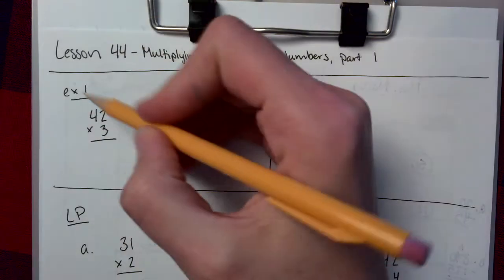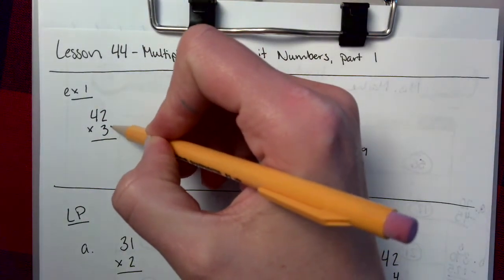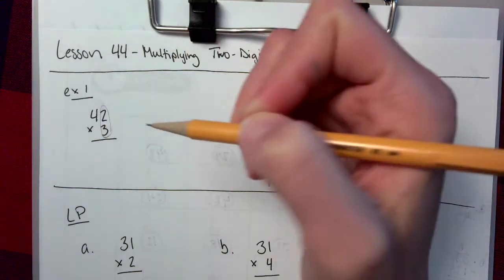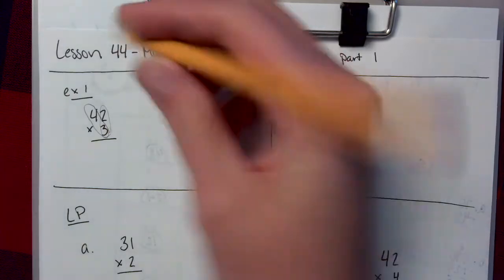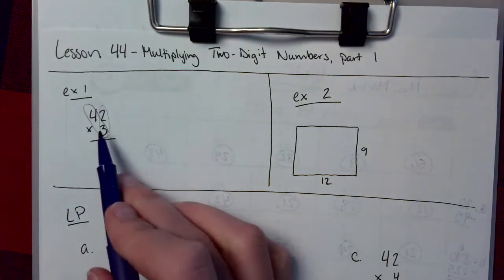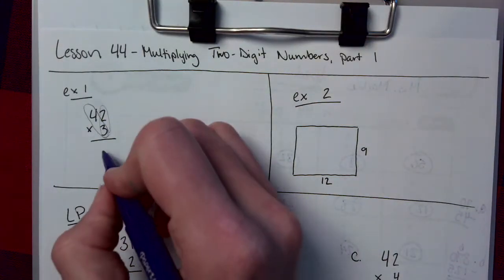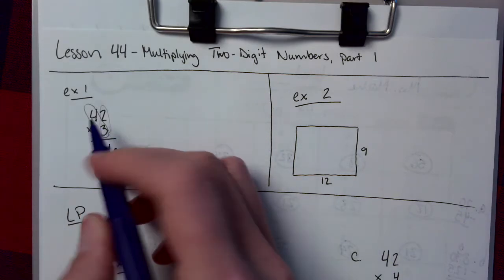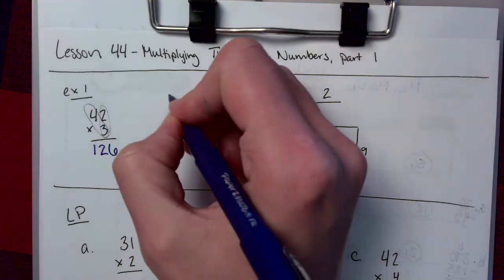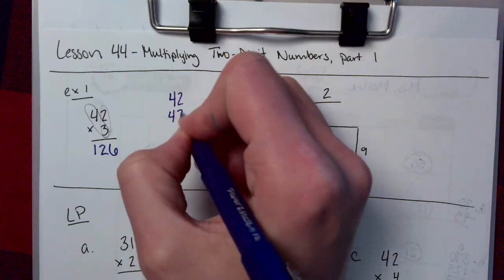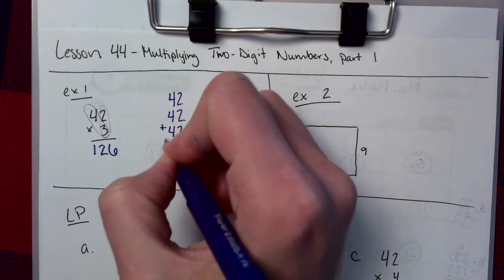So first thing I want you to do is with your pencil, take and circle. First we're going to do 3 times 2. After we do 3 times 2, we're going to do 3 times 4. Okay? 3 times 2 is 6. 3 times 4 is 12. So we get 126. Now if we did 42 plus 42 plus 42, right?